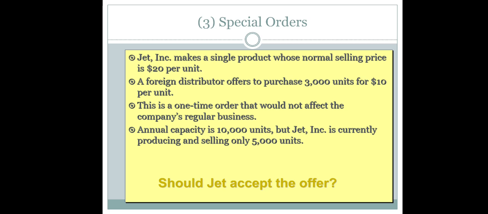The limit is 10,000 units per year. Currently, the company is only producing 5,000 units per year. So the question is, should Jet Incorporated accept the special order? If we do not do the analysis, then we would say that the company should not accept the order, because the company sells the product at $20 per unit, but the request is 3,000 units at the price of only $10 per unit. So it seems the company will make a loss if it accepts this order.